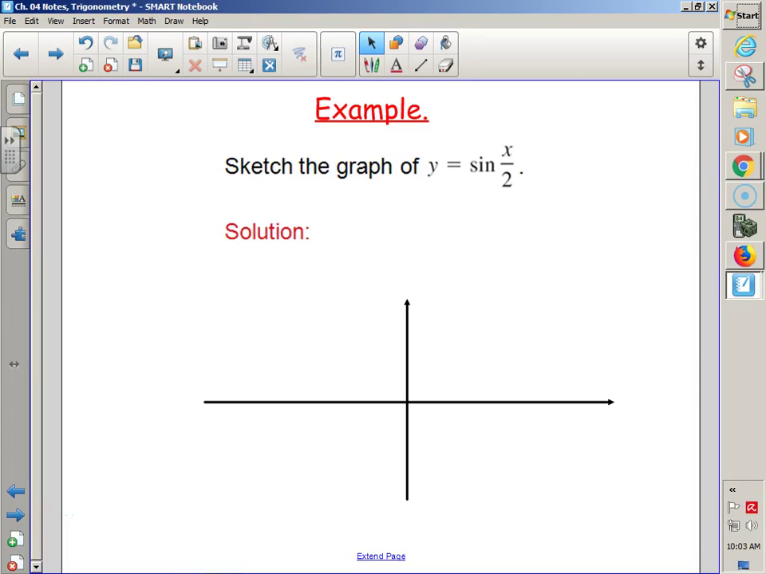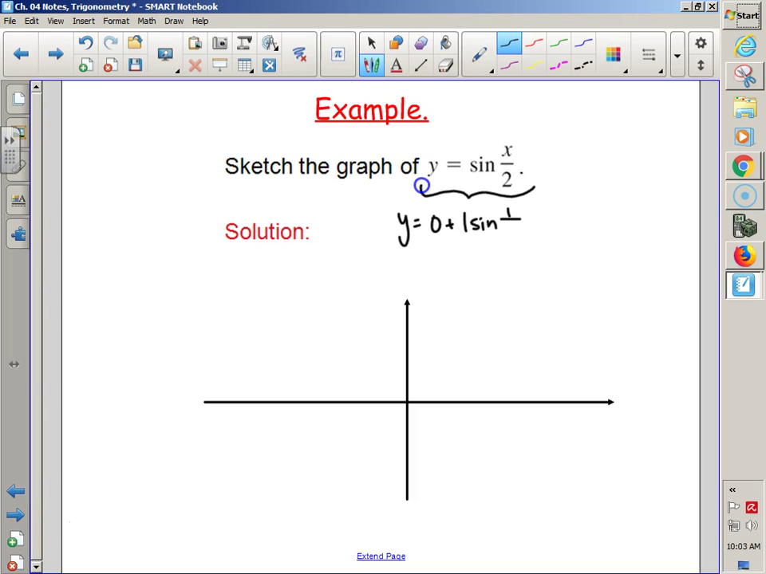How did you guys do on identifying who is D, who is A, who is B, who is C over B? Did you find in your notes what type of formula I was talking about? Or did you know which one I was talking about? I'm talking about a transformed sinusoid, right? I would rewrite this as y equals 0 plus 1 sine of 1/2 x minus... how'd you do?